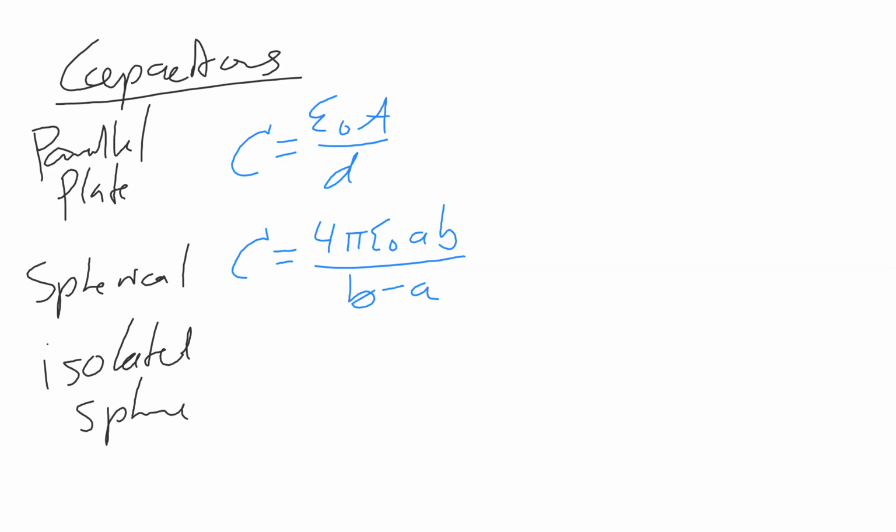Where you have two spherical shells like we do here is different from the isolated sphere, the last one down here. The isolated sphere is just a single sphere, it could be solid, it could be a shell, whatever, but it's just sitting in space. This is the Mercury problem from the homework. And this is just 4 pi epsilon naught times big R.